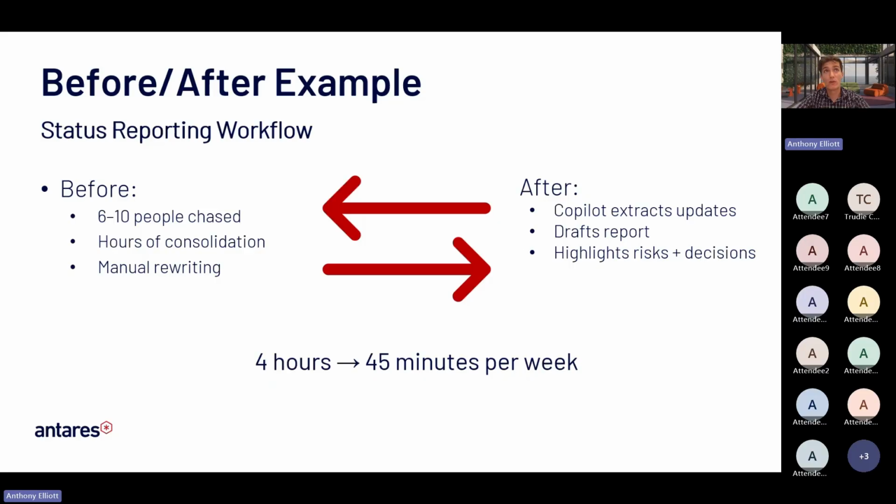But with the status reporting workflow example, before we had chasing people, looking for information, manual work, whereas Copilot now can extract and surface information and draft content for you. So that's the start, but I'm going to reiterate it again. Remember that AI is a role and it needs to be defined, and Copilot can assist with this. So it's about finding that use case and defining what that looks like and how Copilot can assist.